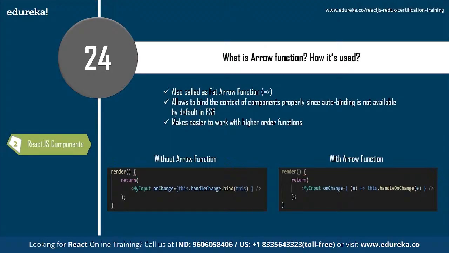As you can see in the picture as well, without arrow function and with arrow function. Without arrow function, we were making use of this.handleChange.bind. While with arrow function, we have just made use of this symbol, that is equal to and greater than, and then we made use of this handleOnChange. No need for bind and all.